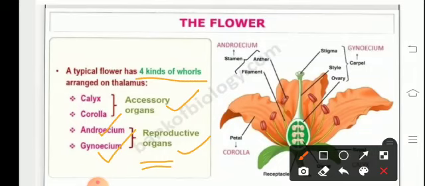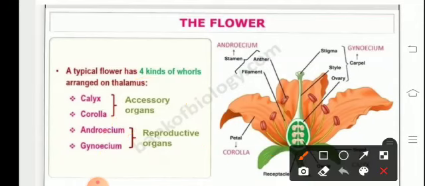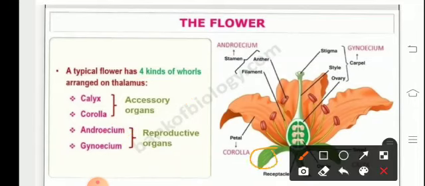Now have a close look at the pictorial view. We'll see that there is a green colored structure over here, which is referred to as the calyx. This one depicted in green is the calyx, which is a group of sepals. The function of the calyx is to protect the flower in the bud condition.